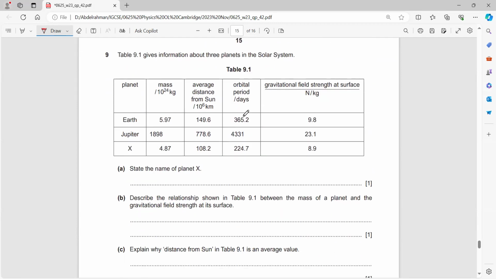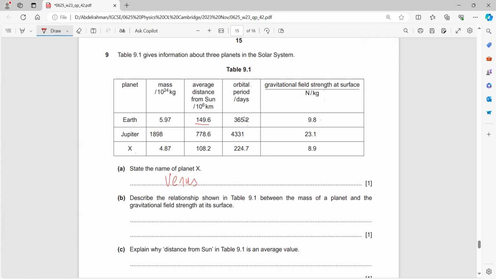We have some planets. The Earth has a mass of 5.97, distance is 149 million kilometers, orbital period is 365, gravitational field strength is 9.8. Then Jupiter, and then X. State the name of planet X. It's Venus. Yes, it is Venus.